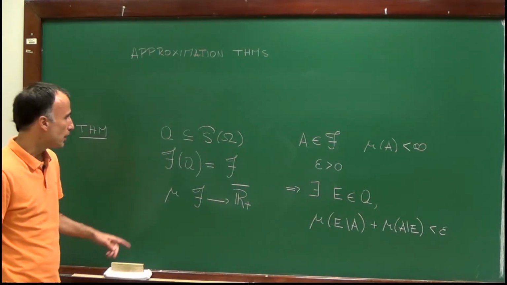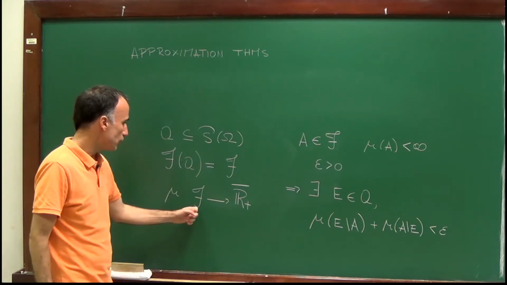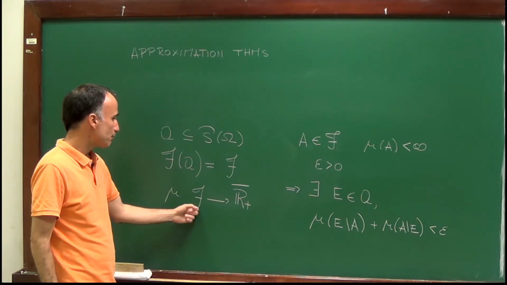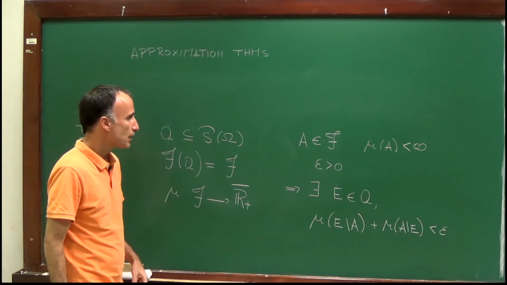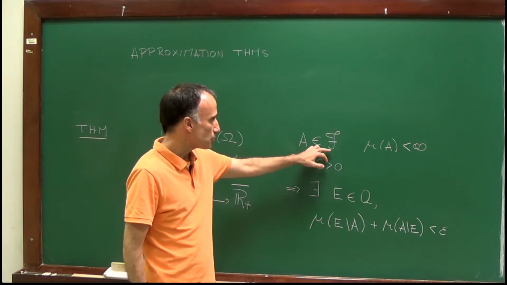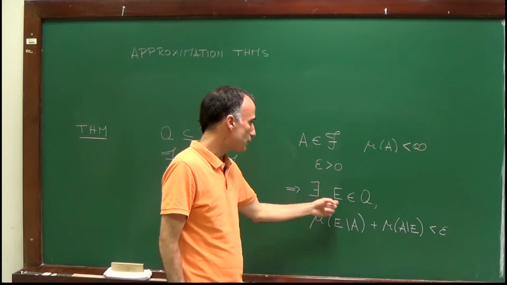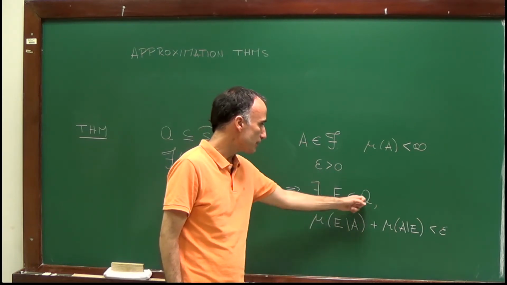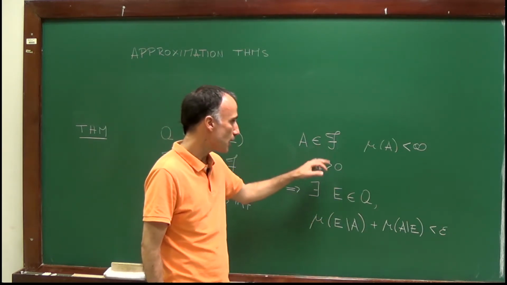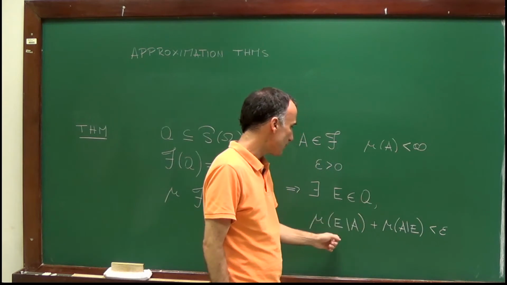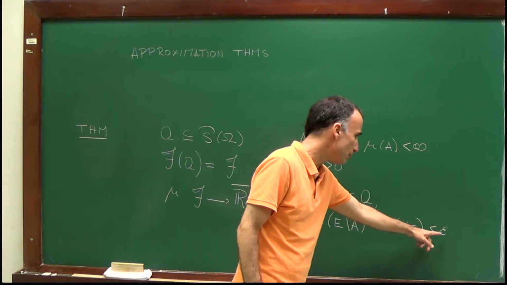So we just proved the following theorem. If you have a measure defined on a sigma algebra which is generated by an algebra, for any set A in the sigma algebra which has finite measure, we can always find, for any epsilon, a set in the algebra which approximates the set A in the sigma algebra, in the sense that the measure of the symmetric difference is bounded by epsilon.